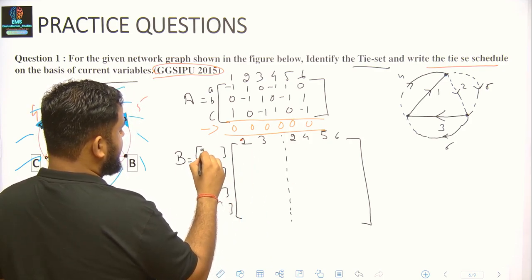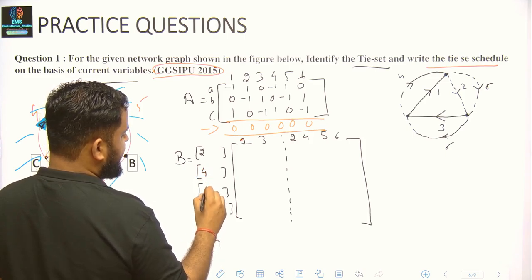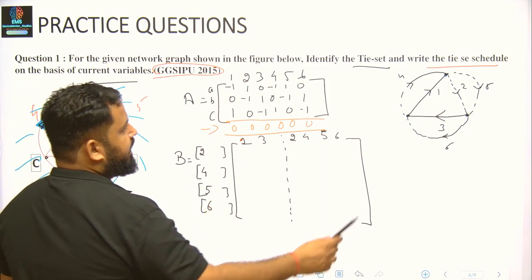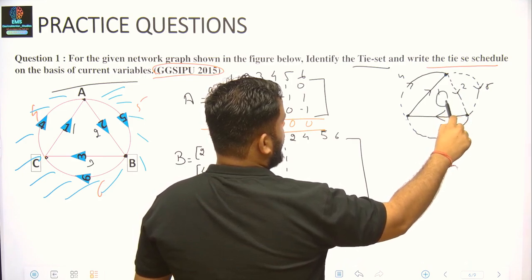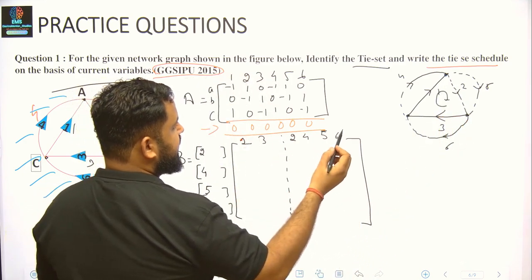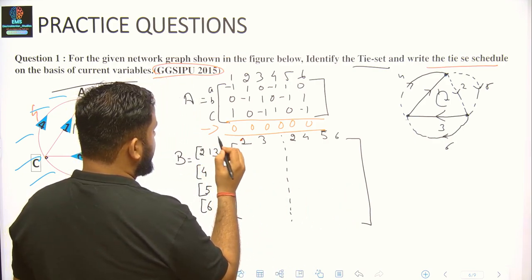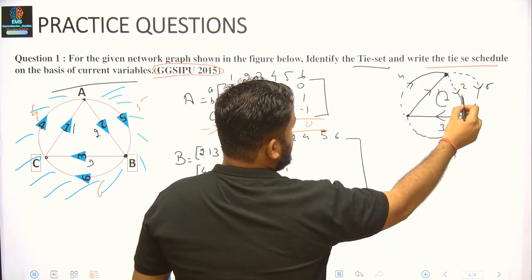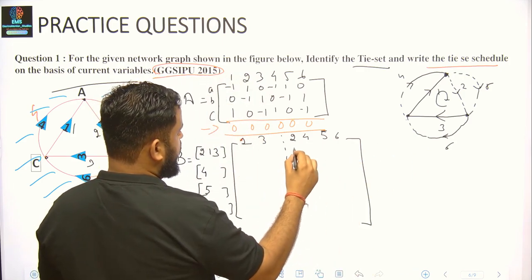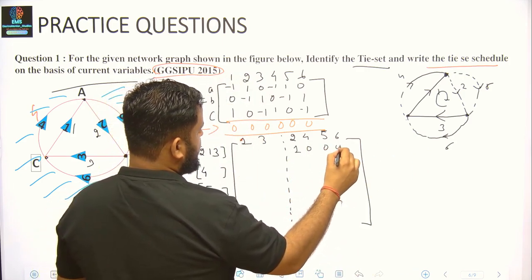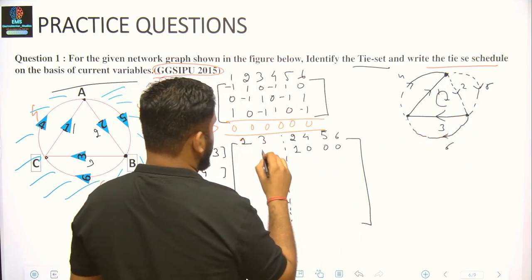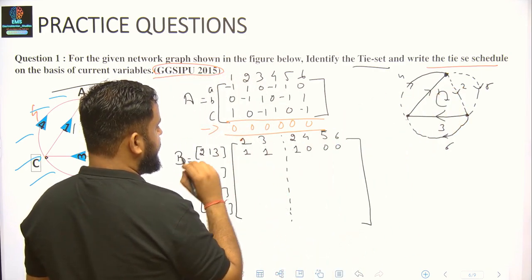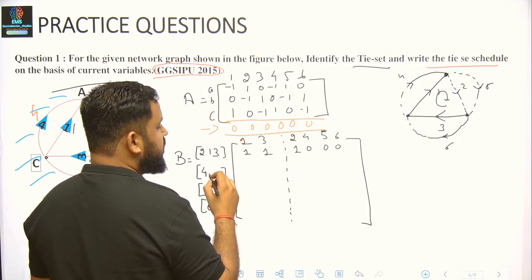We'll have a tie set with 2, a tie set with 4, a tie set with 5, and a tie set with 6. Okay. When I join 2, I have a loop formed over here. So this is my first tie set which will contain 2, 1, and 3. For the direction of 2, take any point. The direction of 2 from this point is going out, so put it as 1. 4, 5, 6 will not be required. The direction of 3 is in favor. For completing the loop, the direction of 1 is also in favor. So this becomes my first tie set.